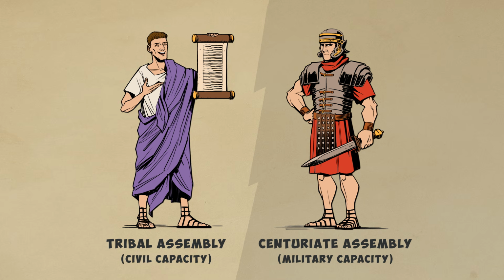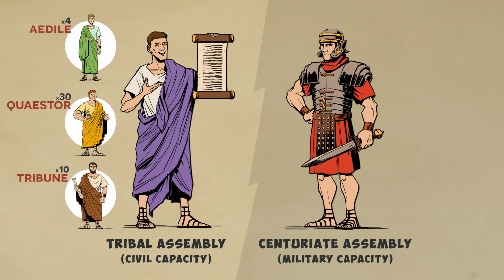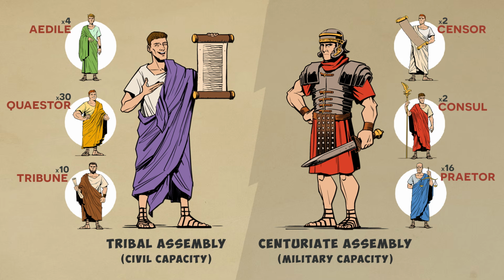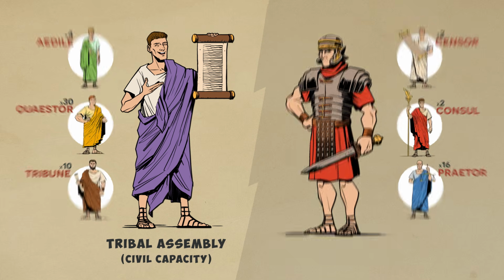The tribal assembly, and we'll include the plebeian assembly for now, elected aediles, quaestors, tribunes, and other lower officials, while the centuriate assembly elected consuls, praetors, and censors.